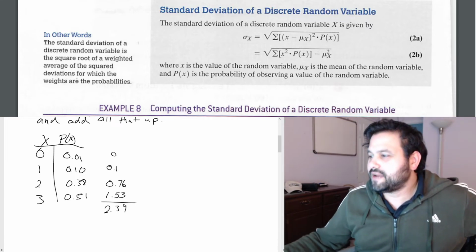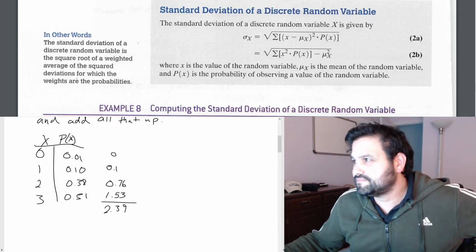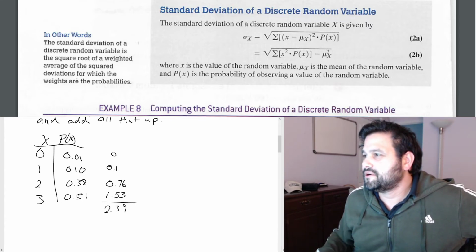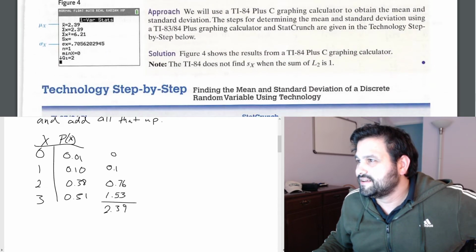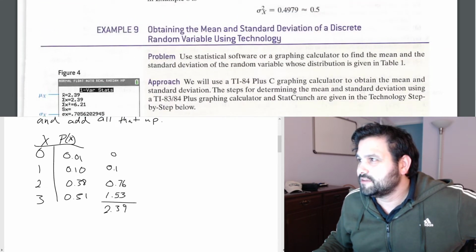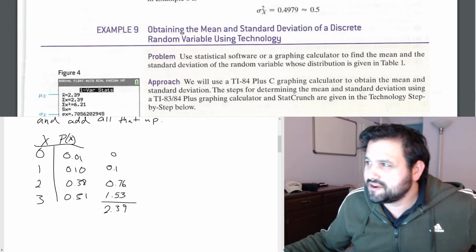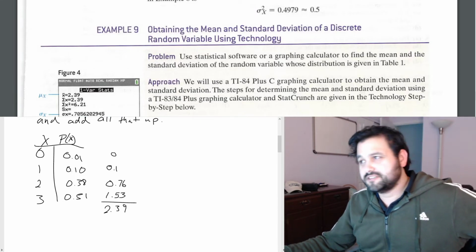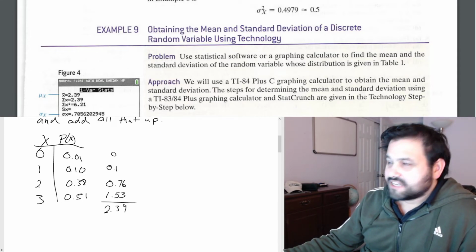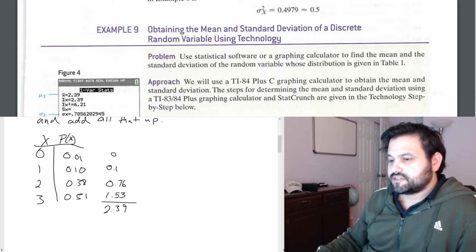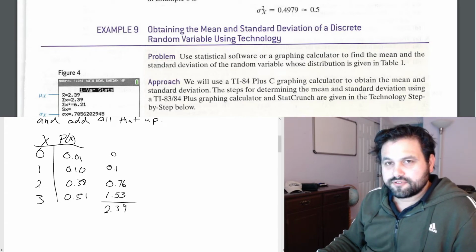I'm not going to have you guys do that. You don't have to worry about that formula. We are going to scroll right down to this part: obtain the mean and standard deviation of a discrete random variable using technology. Because we have technology, why don't we use it? So here's how we're going to do this on our calculators. We're going to need the graphing calculator for this.